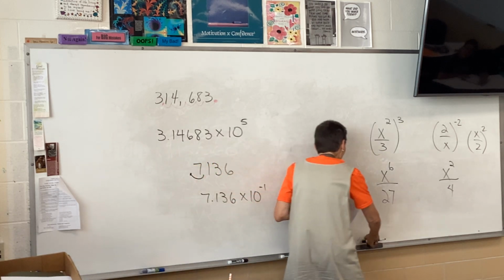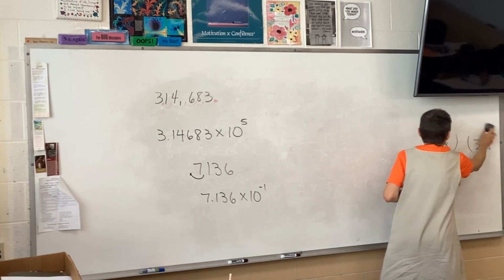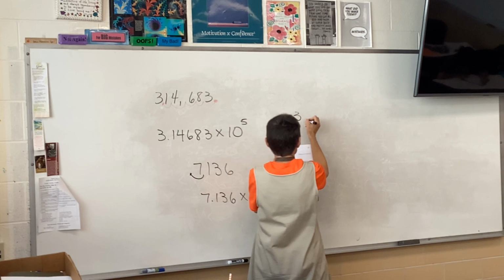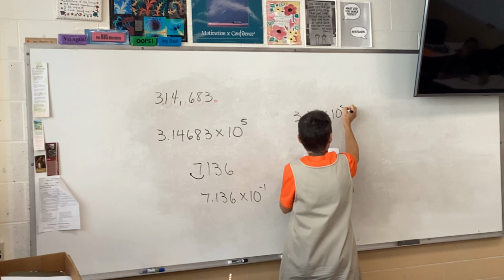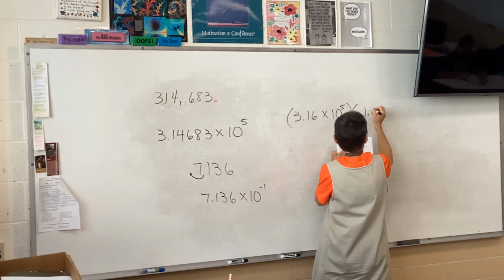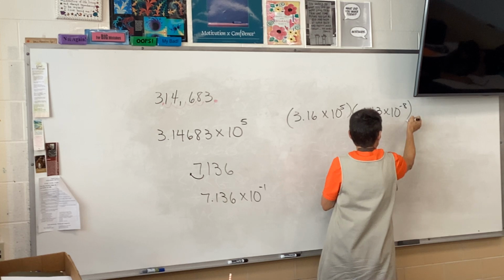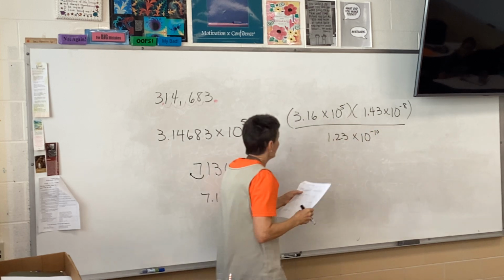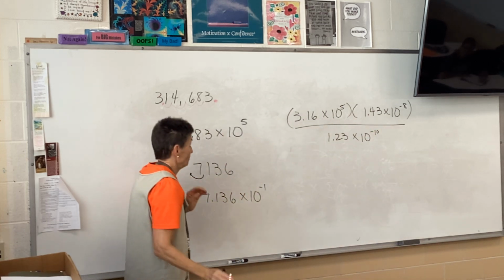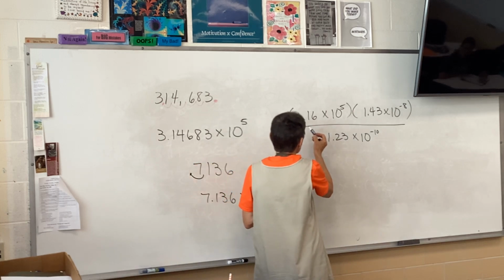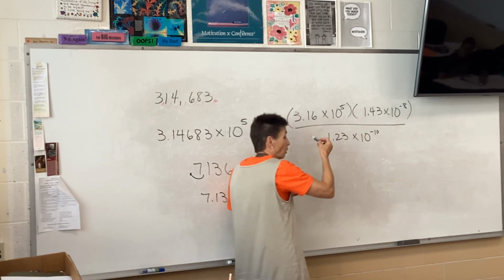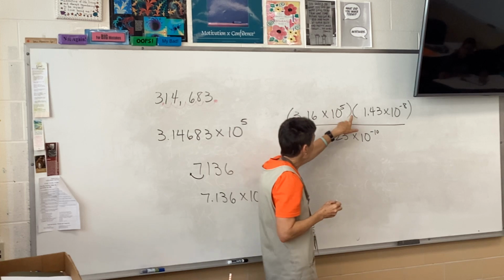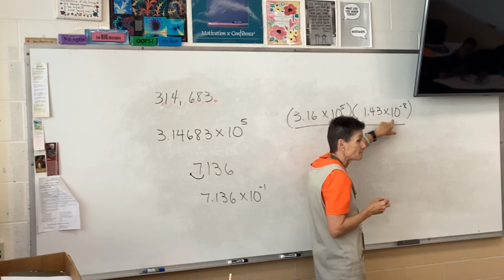All right, now, 9 says, let's do some math with these numbers. So A, the numbers are in scientific notation for you. And we're going to do this in an organized fashion. Okay? So, first thing I want you to notice is everything in this numerator is multiplication. 3.16 times 10 to the 5th times 1.43 times 10 to the negative 8th, right?